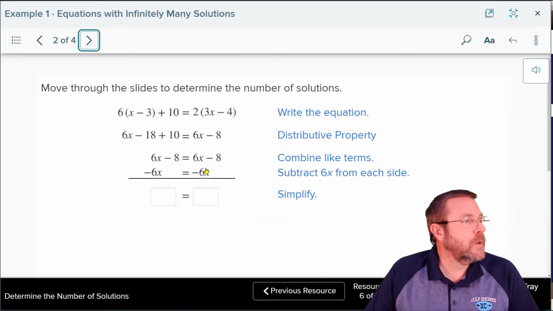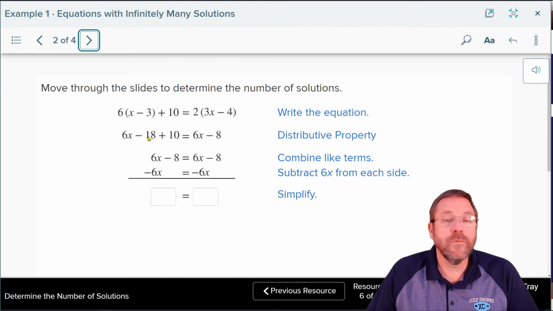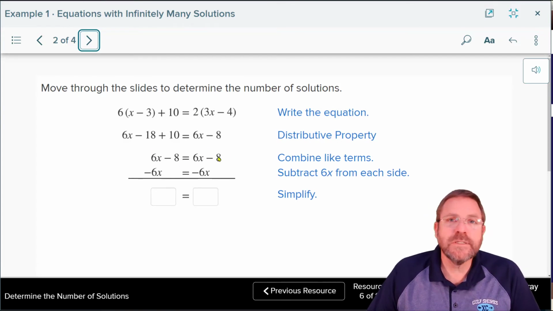Diving into it, we're going to say that 6 times the difference of x and 3: 6 times x is 6x, and 6 times negative 3 is negative 18. From there, they said negative 18 plus 10, signs are different, find the difference, which gave them a negative 8, so they were at 6x minus 8. Meanwhile, on the right-hand side, 2 times 3x gave them 6x, and 2 times negative 4 gave them a negative 8.